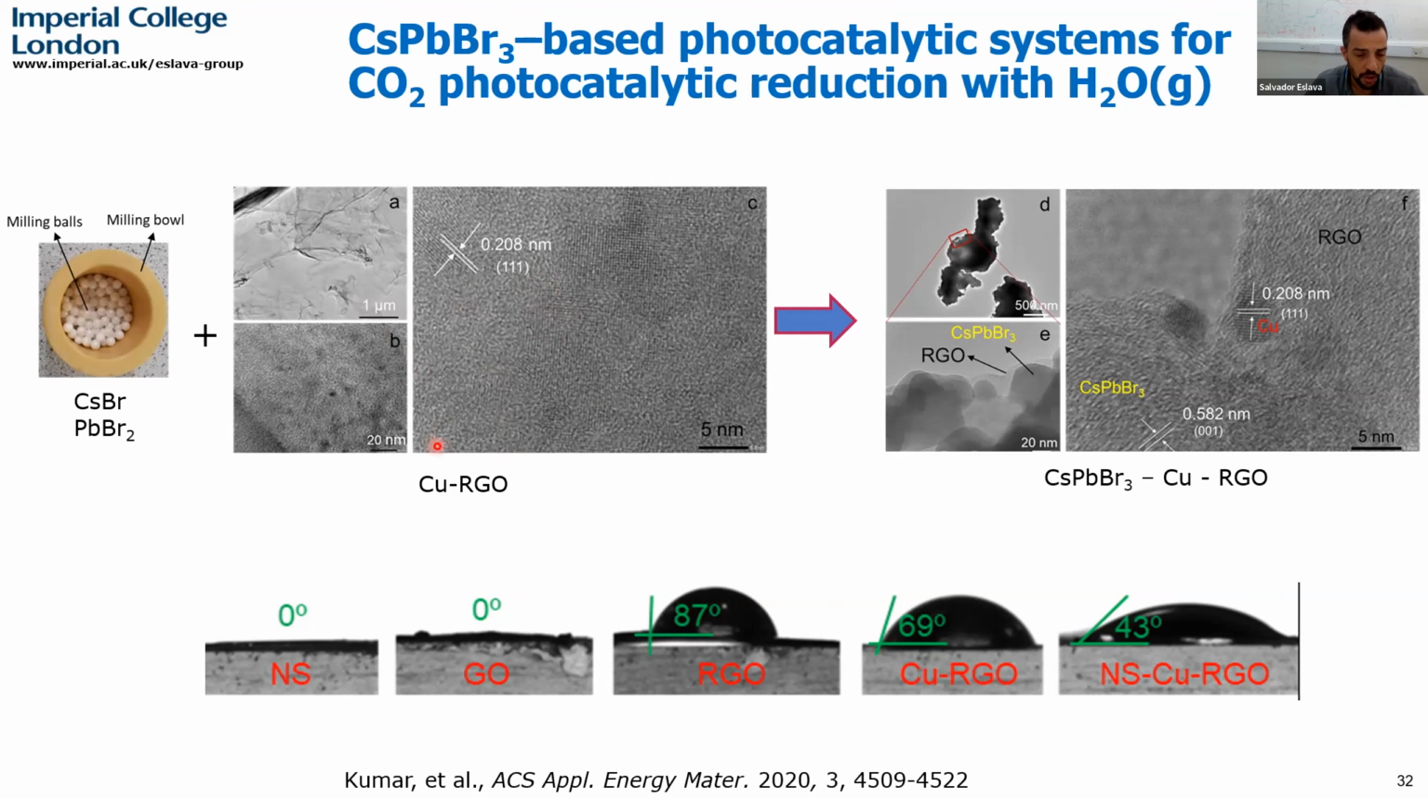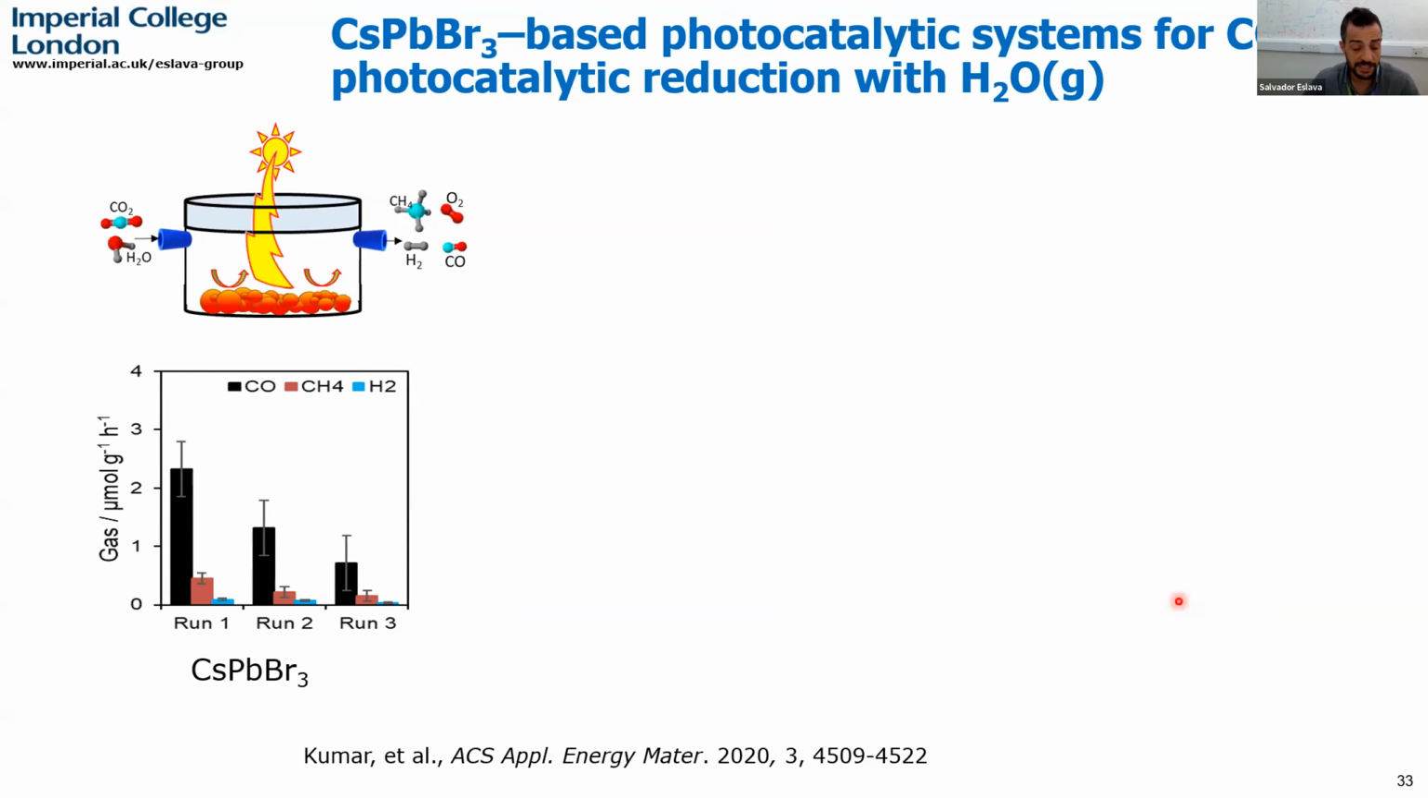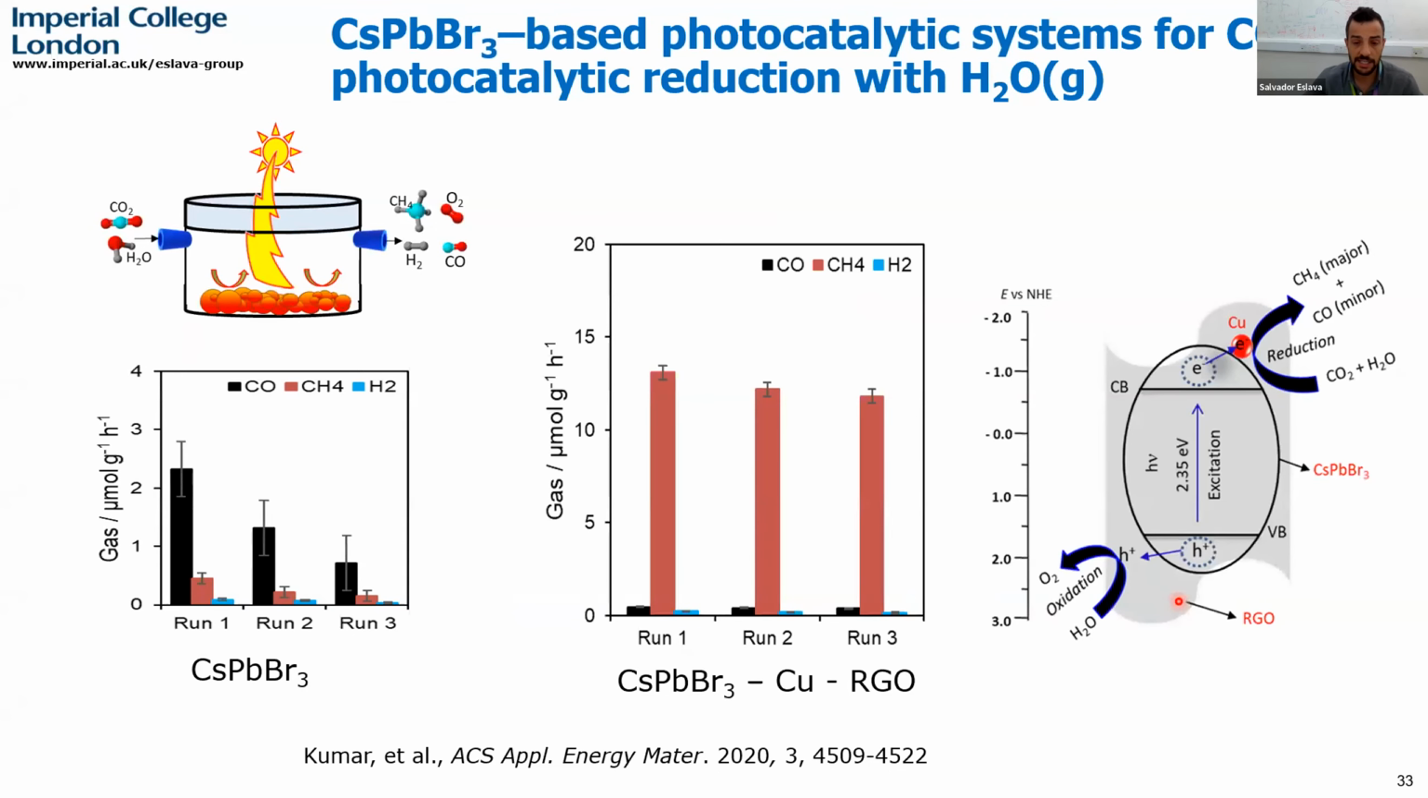So we just put copper RGO inside the balls with a bit of isopropanol, and this way we could form composites because the halide perovskites were growing on the surface of the reduced graphene oxide. And the final composites have an increased hydrophobic character, because instead of 0 degrees, we have a contact angle around 43 degrees.